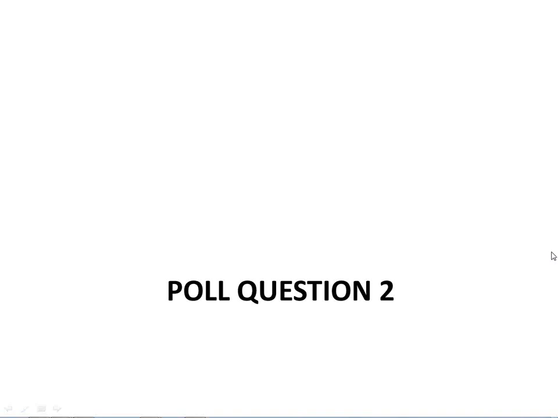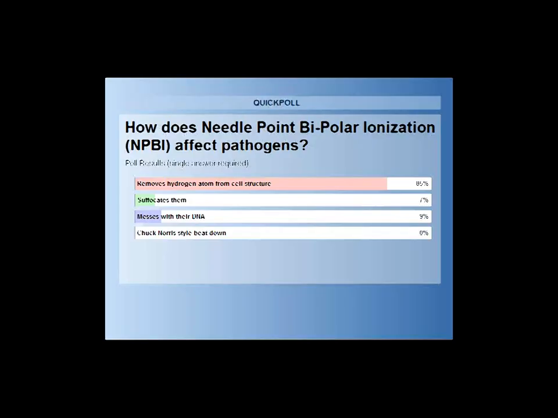You are correct. The needlepoint bipolar ionization removes the hydrogen atom from the cell structure, and then that hydrogen atom wants to attract itself to other molecular structures and hence neutralize them. So the first choice was correct. 85% of you guys got that right.